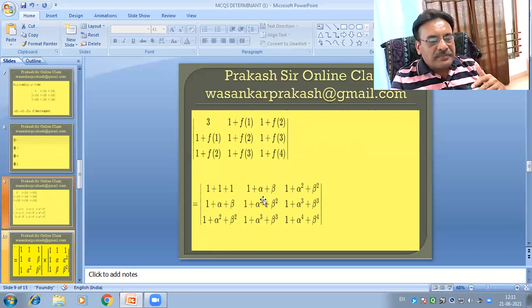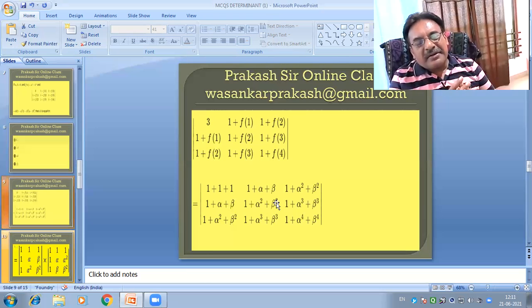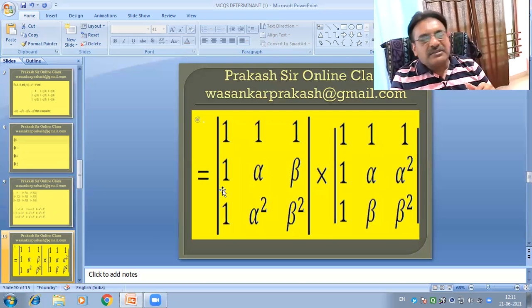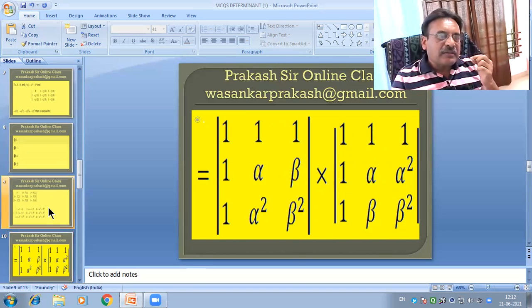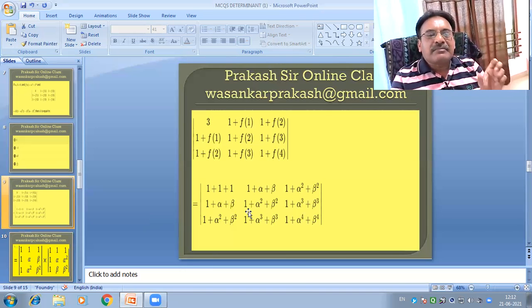Then in the next step, this single determinant can be written as the product of two determinants. So this can be written as the determinant 1, 1, 1; 1, alpha, beta; 1, alpha square, beta square, into the determinant 1, 1, 1; 1, alpha, alpha square; 1, beta, beta square. That is, this determinant can be written as the product of two determinants.